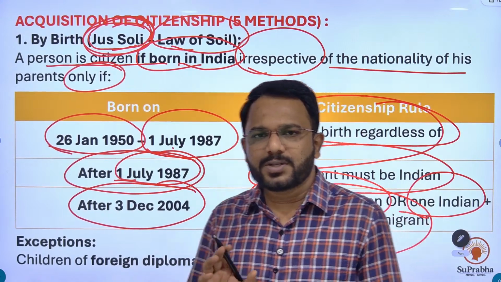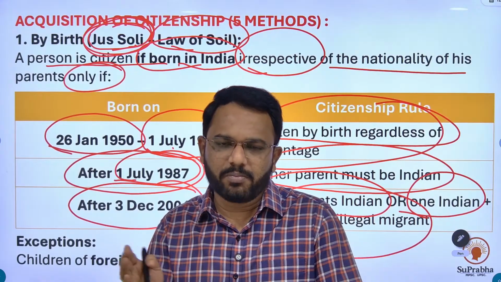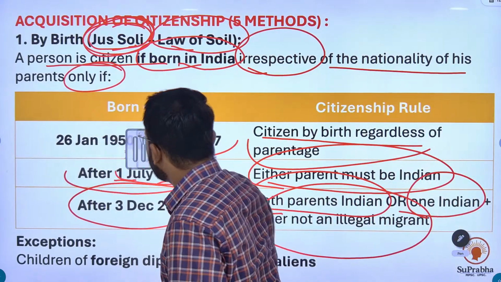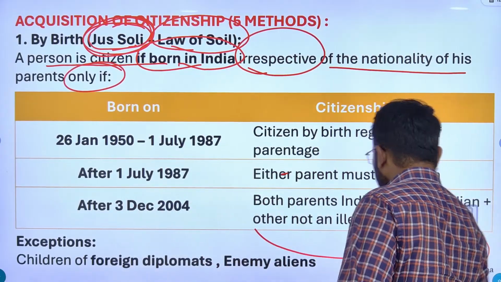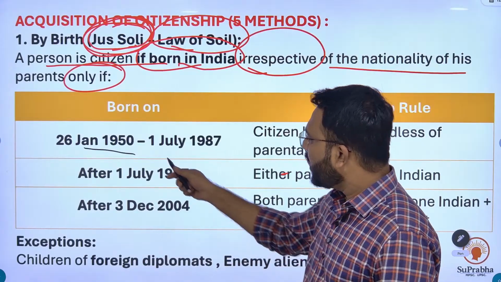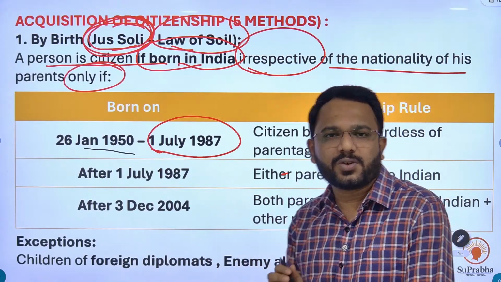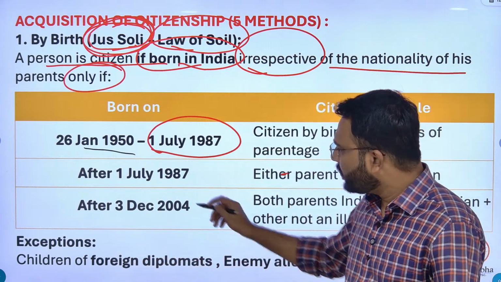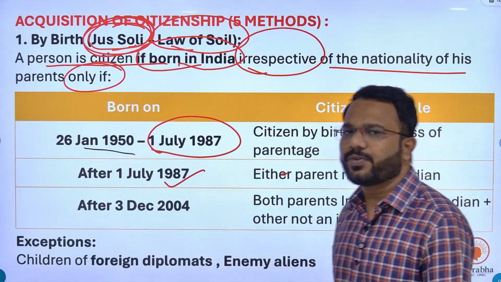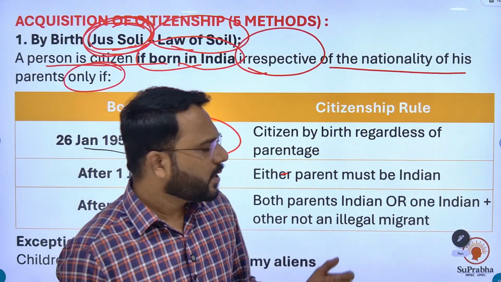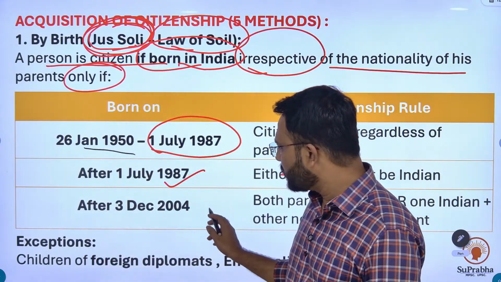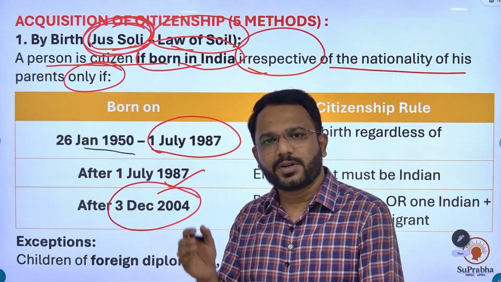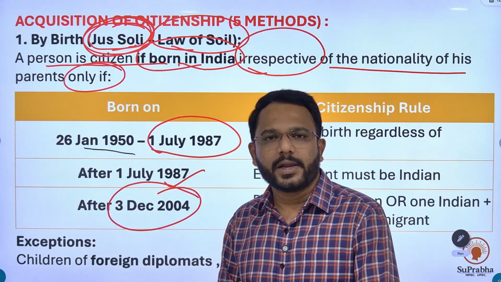Have you understood the different phases in which the amendments were introduced and the different factors? Let's revise it. A child who is born between 26 January 1950 and 1st July 1987 is a citizen of India, and it doesn't matter what his parents' nationality is. But after 1st July 1987, he is a citizen of India only if either of his parents is Indian. And after 3rd December 2004, both of the parents should be Indian citizens, or one should be an Indian citizen and the other should not be an illegal immigrant.